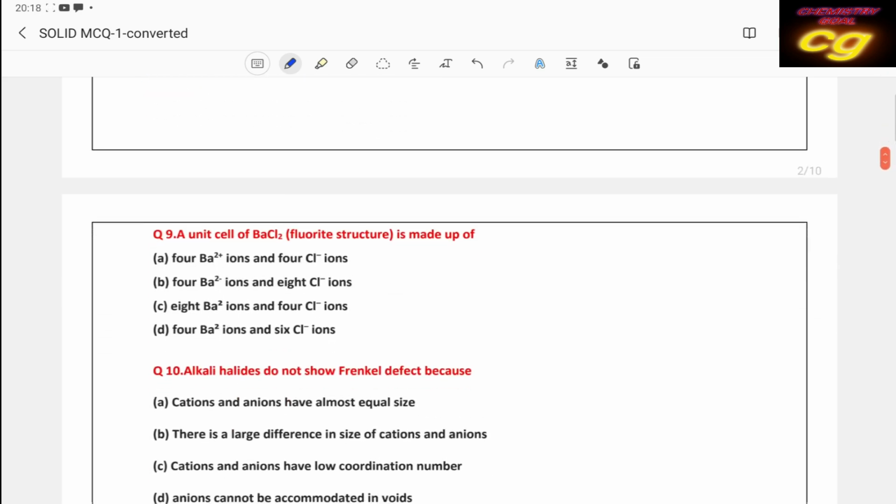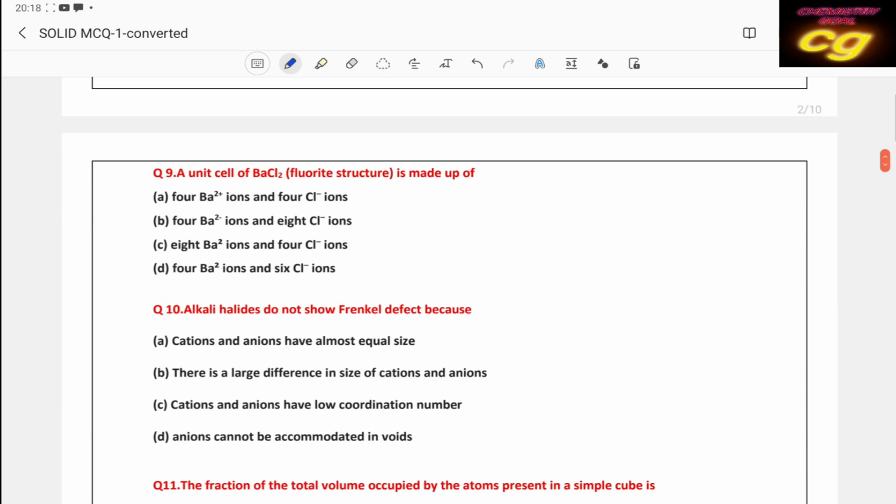Then question number 9. A unit cell of barium fluoride, that is AB2 type structure, fluorite structure, is made of: 4 barium ions and 4 F ions, 4 barium ions and 8 F ions, 8 barium ions and 4 F ions, or 4 barium ions and 6 F minus ions. So here, as it is fluorite type structure, AB2 type means coordination number will be 8:4. That is, the answer is C. Your correct answer is C.